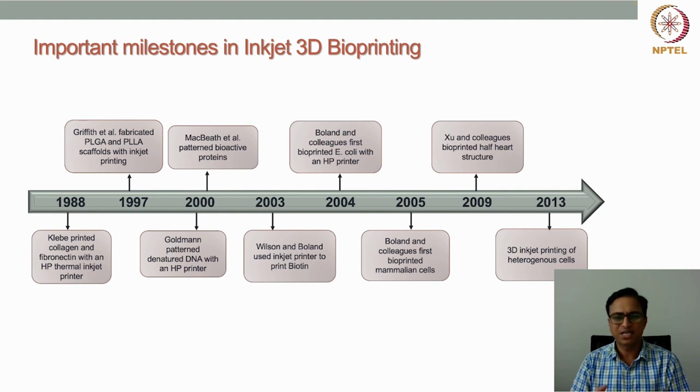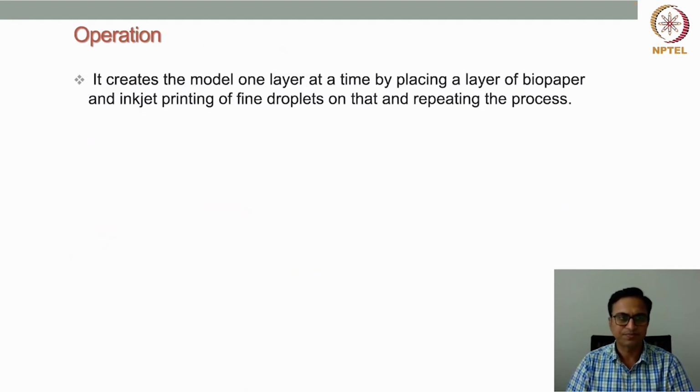After that, various research groups have been working on different applications of this technology. Now it is a very popular technology for printing cells, because in this case we can even print single cells and pattern them. We can pattern different bioactive components like proteins, DNAs and other things. That's why this technology is very popular and has been used widely for various applications.